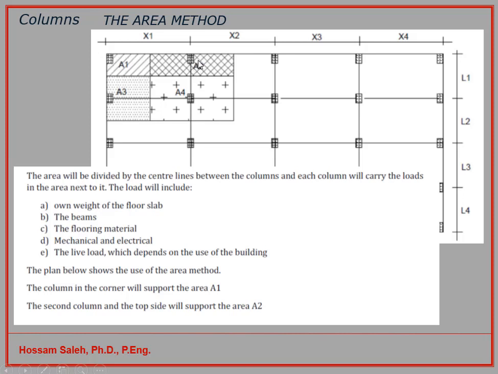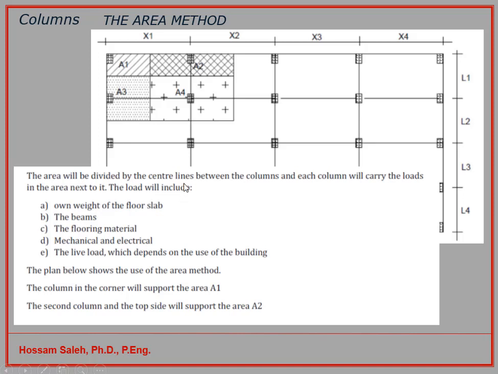The same thing will apply for the column with the area A2. It has half of this distance, which is this part, and half of the x2, so x2 divided by two, and here this distance, which will be L1, half of L1, so we can determine the area A2.